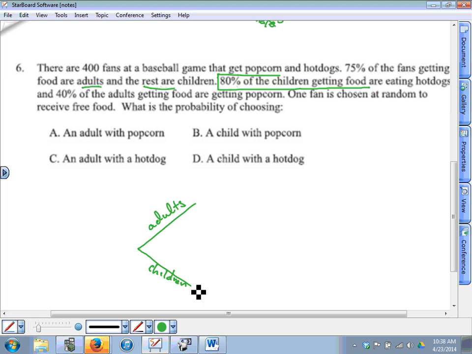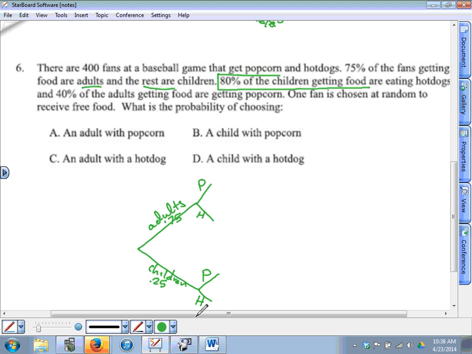Why do you put adults on top? Adults is 0.75. 75% are adults, so that's 0.75. Children are 0.25. Now we can branch those off onto popcorn and hot dogs.